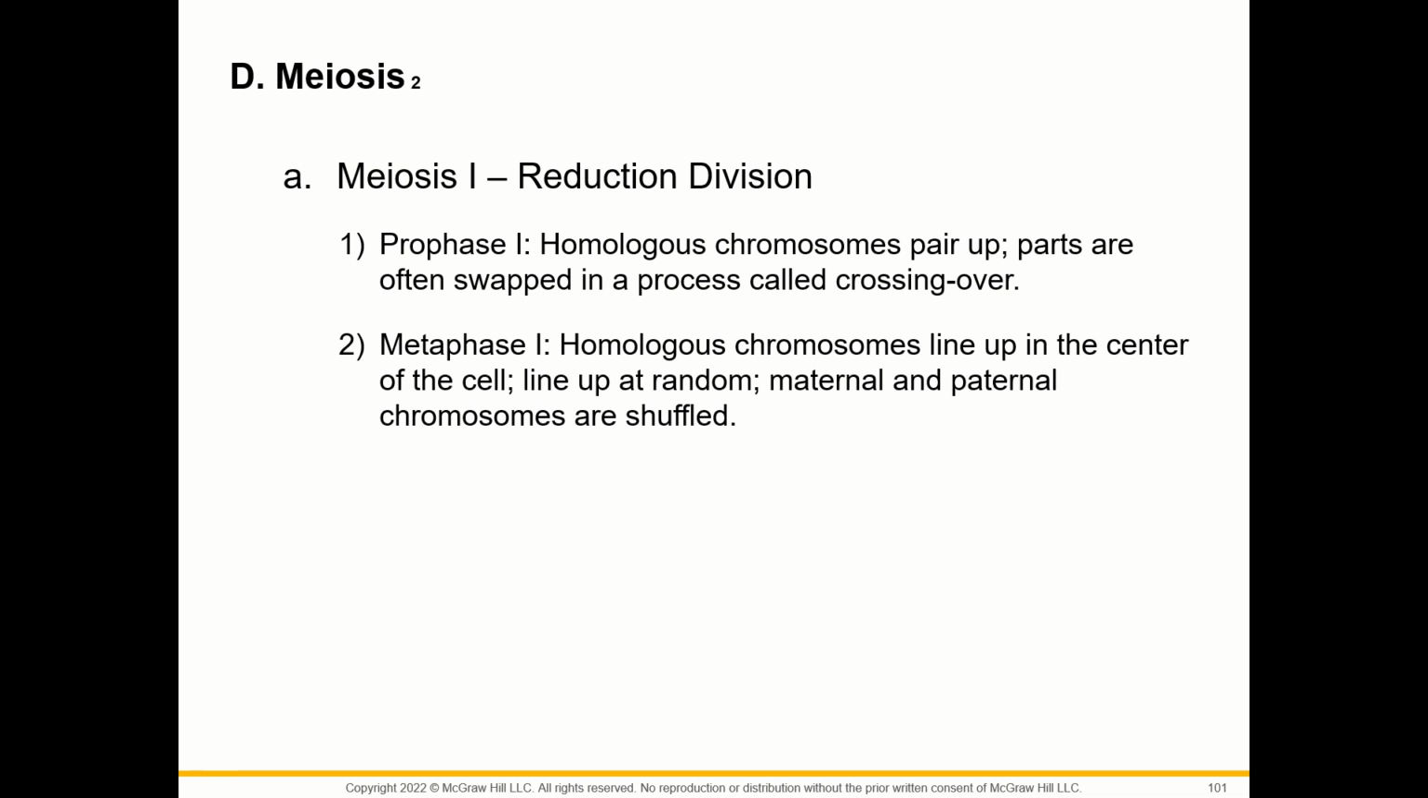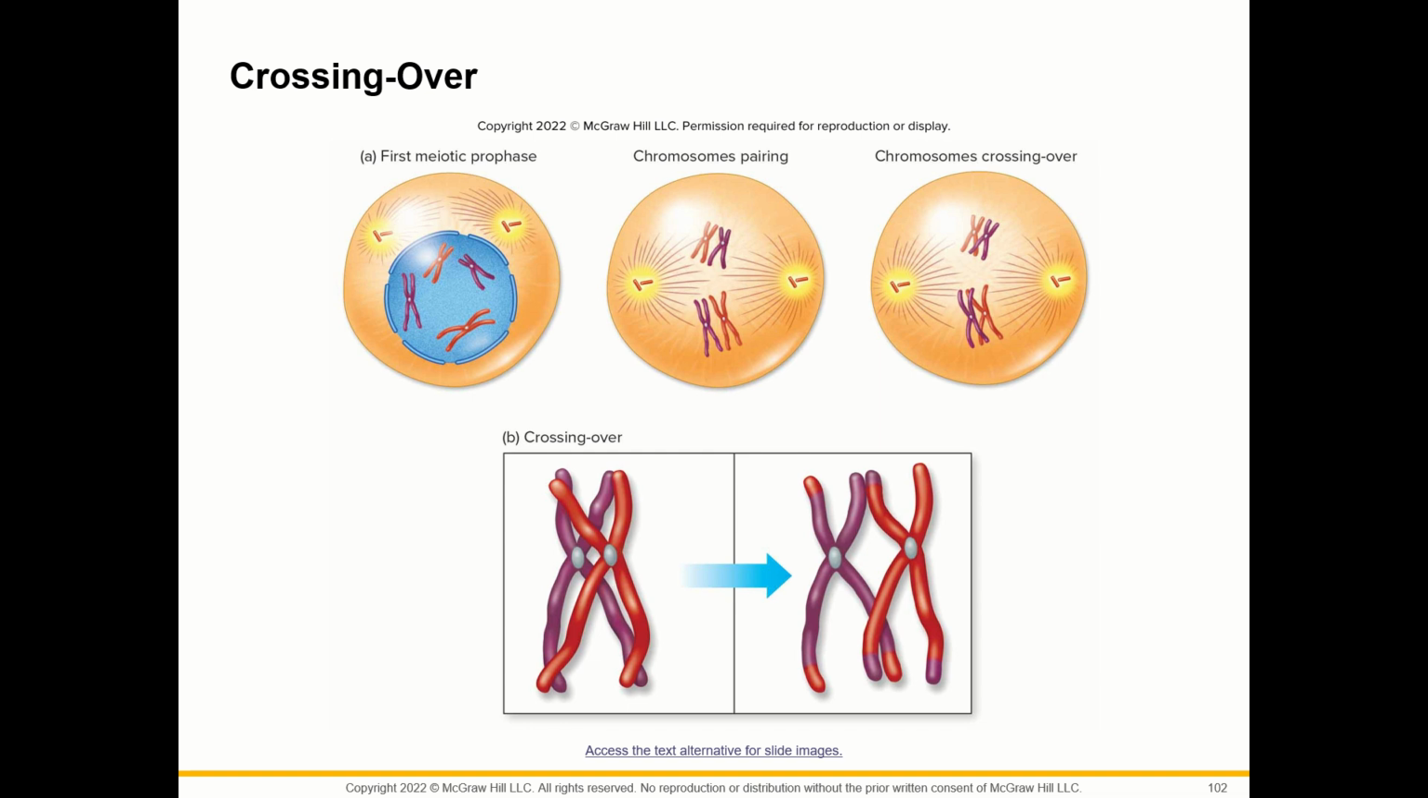Metaphase 1 then is when homologous chromosomes line up in the center of the cell. They line up at random, hence genetic variation. I'm not going to go off on a tangent, but the maternal and paternal chromosomes are shuffled. Genetic variation. So here we see it. I get excited.